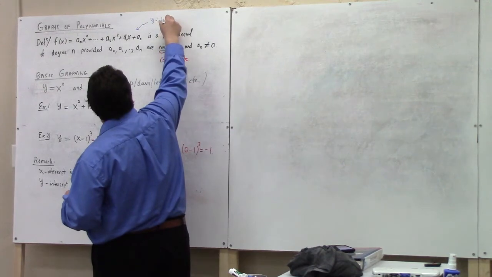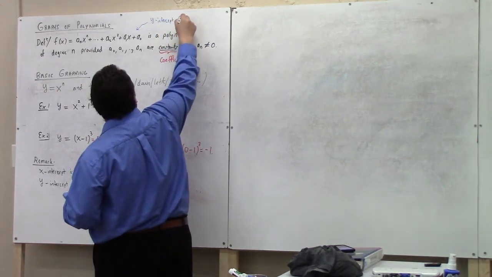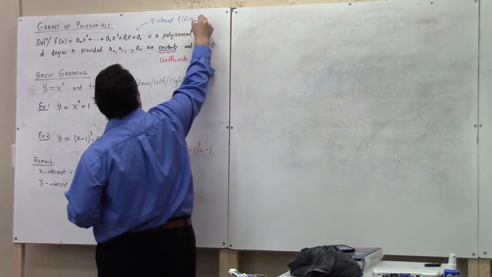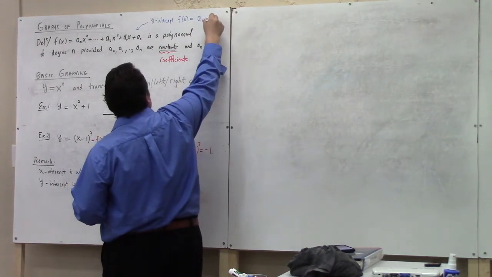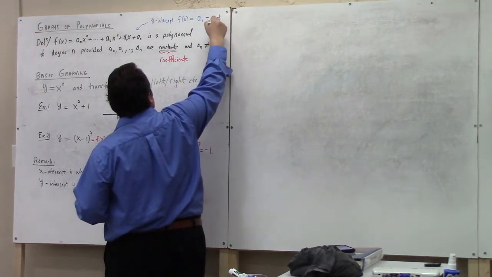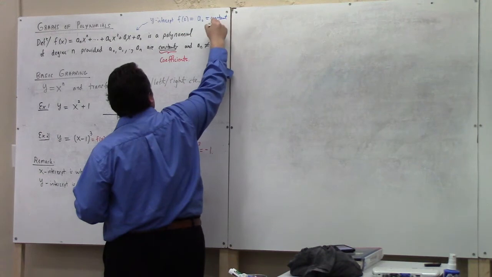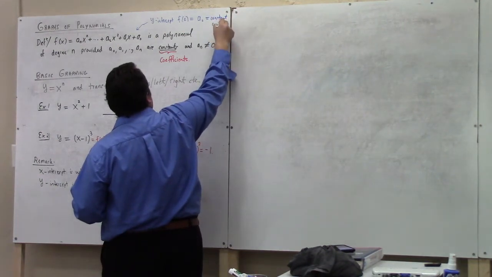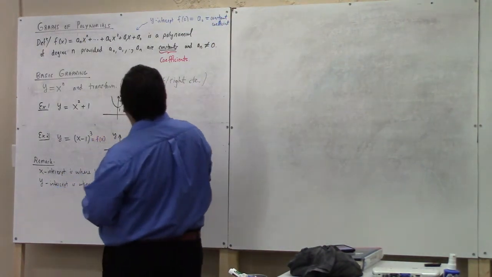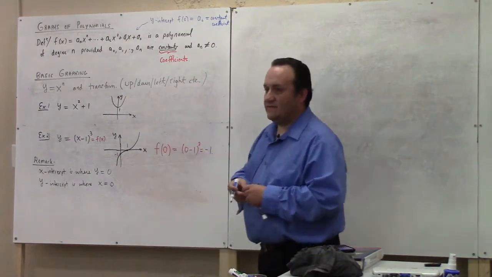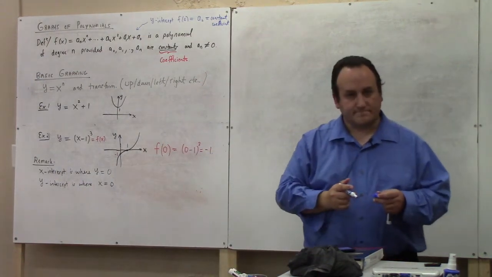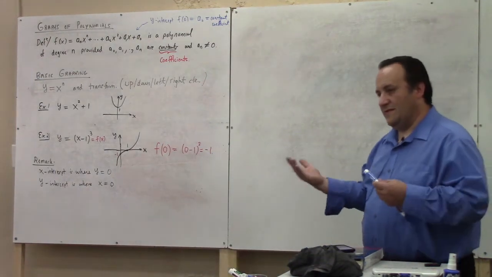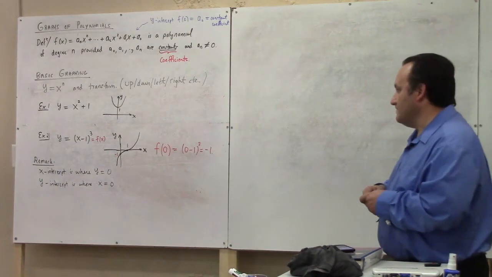Right, yeah. F of 0, which you said is a0. This is the so-called constant coefficient. And so the constant coefficient in a polynomial is the y-intercept, right? So this is something we should know because it helps us graph confidently.